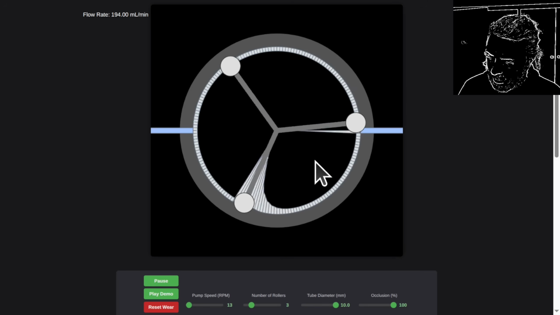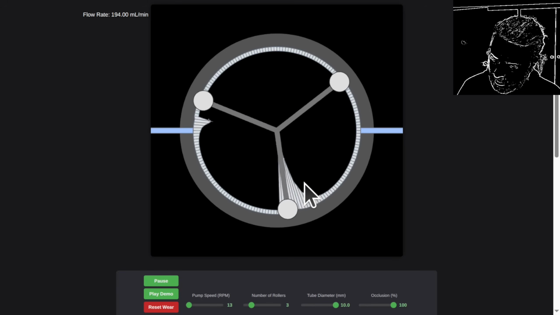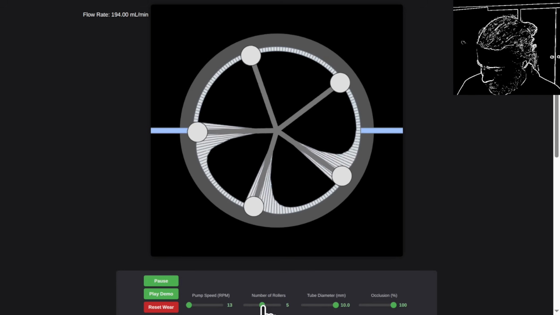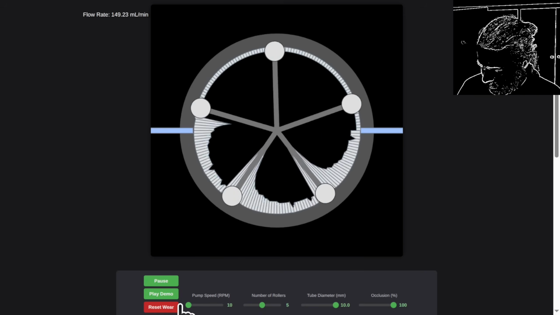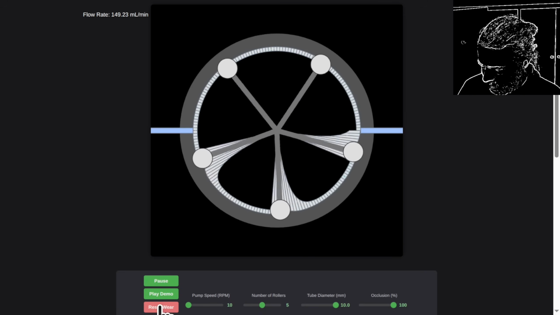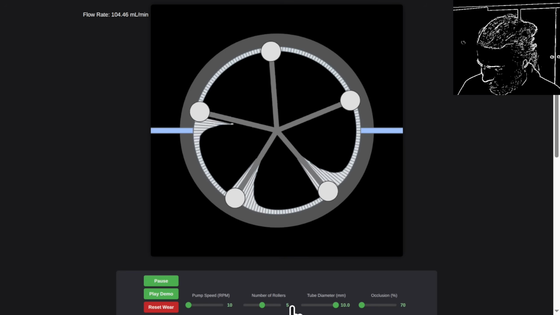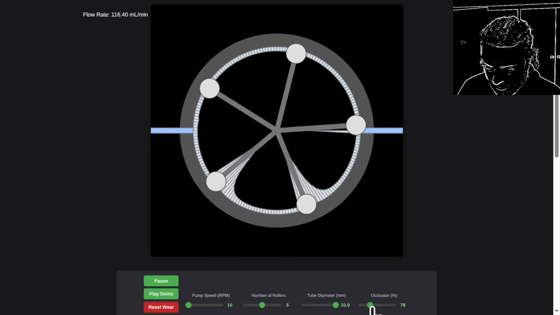Okay, so that's the new version. Can you explain the main differences between what we previously had? The flow rate is now 194.0 milliliters per minute, and the tube itself looks different. The fluid is still light blue, but instead of discrete particles, it now appears as a more continuous substance. Additionally, there's a new occlusion slider set at 100% and a reset wear button. So there's something wrong with the occlusion.